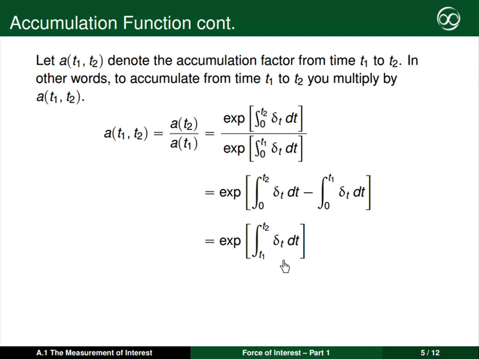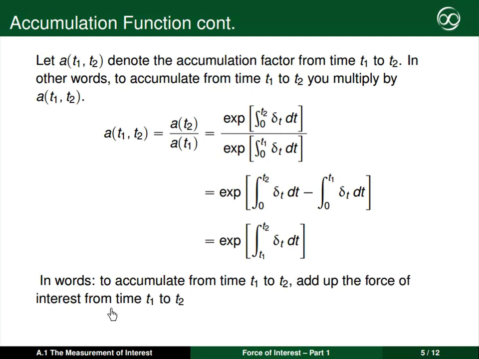And again, let's talk about this formula in words. So the left-hand side, as we said, was accumulating from time t1 to time t2. And the right-hand side says, hey, just add up the force of interest from time t1 to time t2 and take the exponential. Really, this is the same formula as the previous slide. The more general way to think about it is if you want to accumulate from some starting time to some ending time, add up the force from that starting time to the ending time and take the exponential. That will give you your accumulation factor for that time interval.